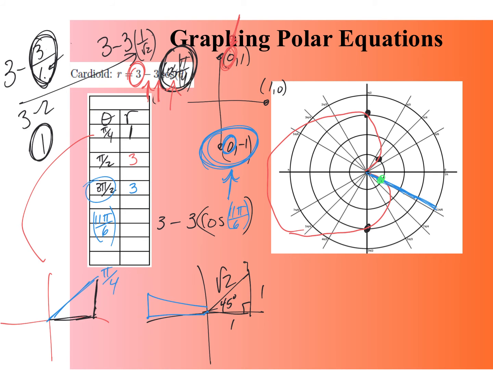Okay, so anyway, cosine of 11 pi over 6. I've got to draw it. I'll do way better if I draw it.